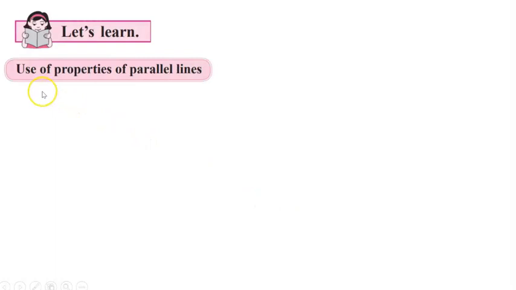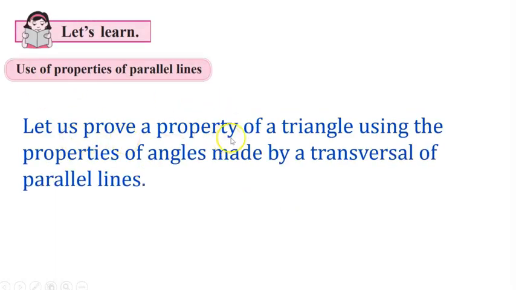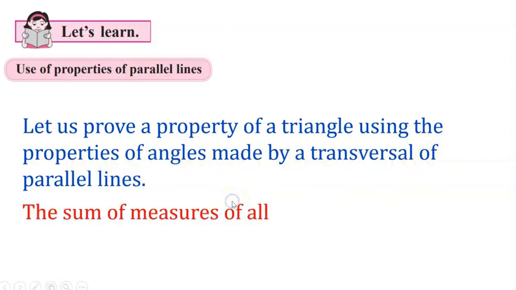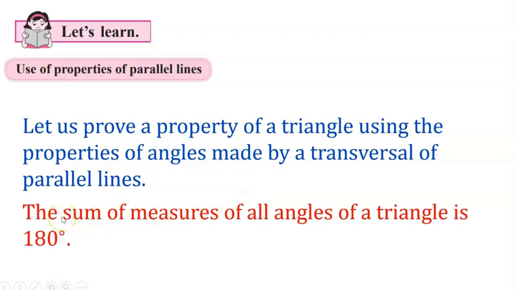First, use of properties of parallel lines. Let us prove a property of a triangle using the property of angles made by a transversal of parallel lines. Now see this, what is that property? The sum of measures of all angles of a triangle is 180. Now we will prove this property by using the transversal of parallel lines. Okay, now let us start.